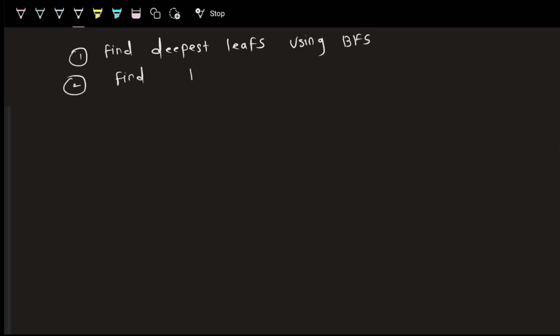So I will just go through the approach only. What is our approach? First, find the deepest leaves using BFS. And second, find the LCA of the deepest leaves, that is the leftmost and the last element. Last element means the node that is extreme right.